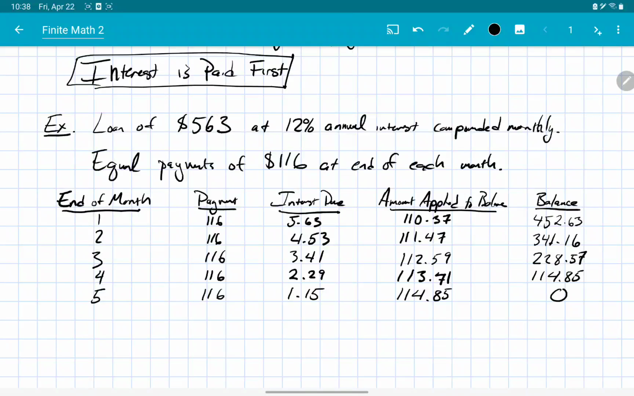Okay. So why did this come out exact? Because this question was done ahead of time to calculate exactly what monthly payment would make the loan be paid off in exactly that manner. Okay.